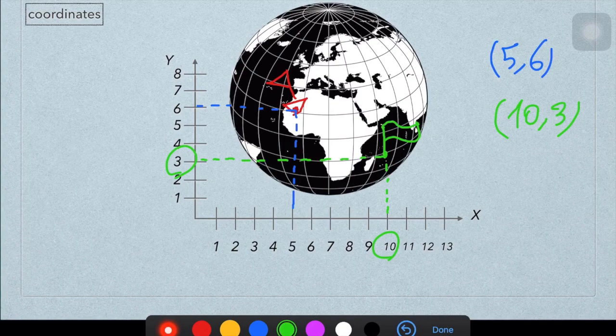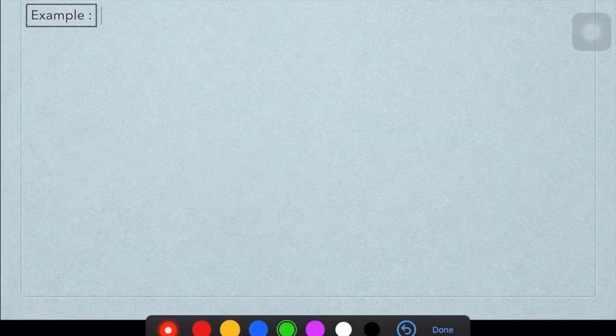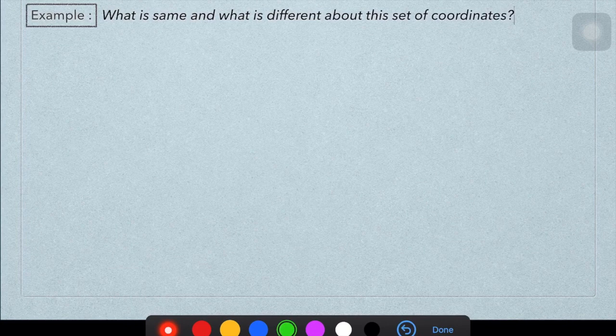Let's continue with an example. What is same and what is different about this set of coordinates? So the coordinates are 4 and 3, 4 and 5, 4 and 7, and 4 and 9. Please take your time and try to understand the differences and the similarities between these 4 coordinates.